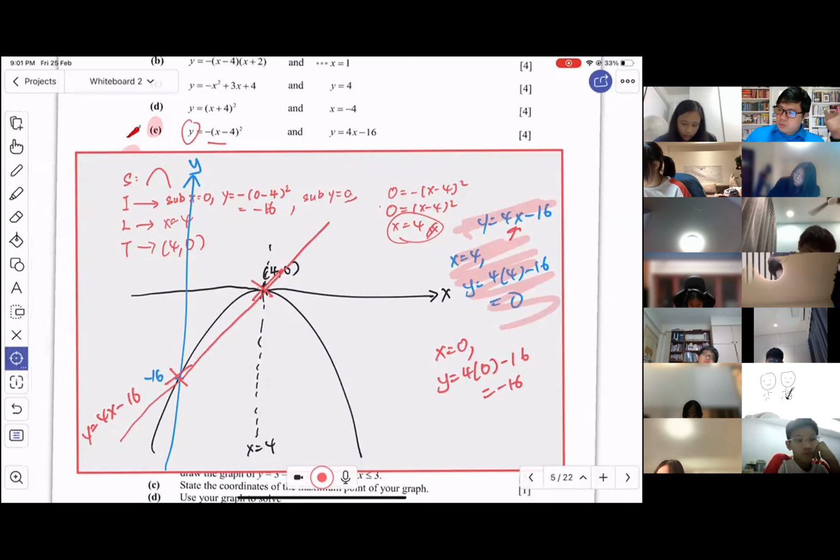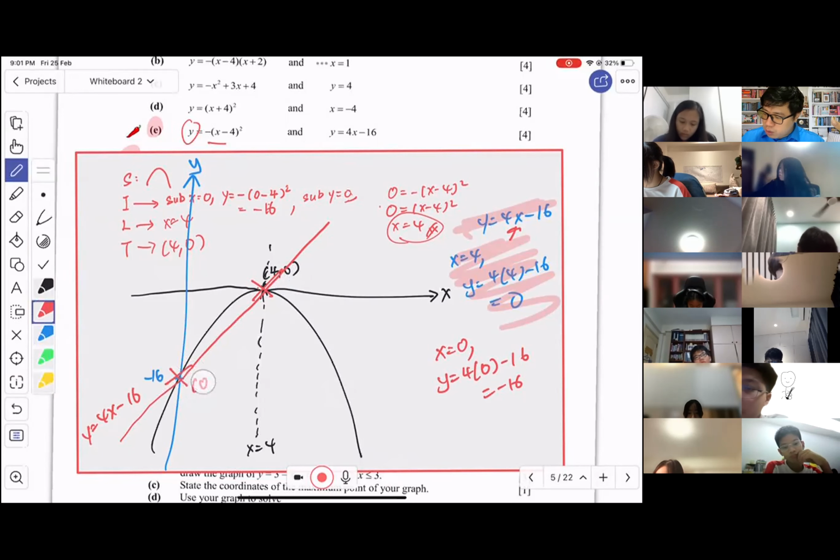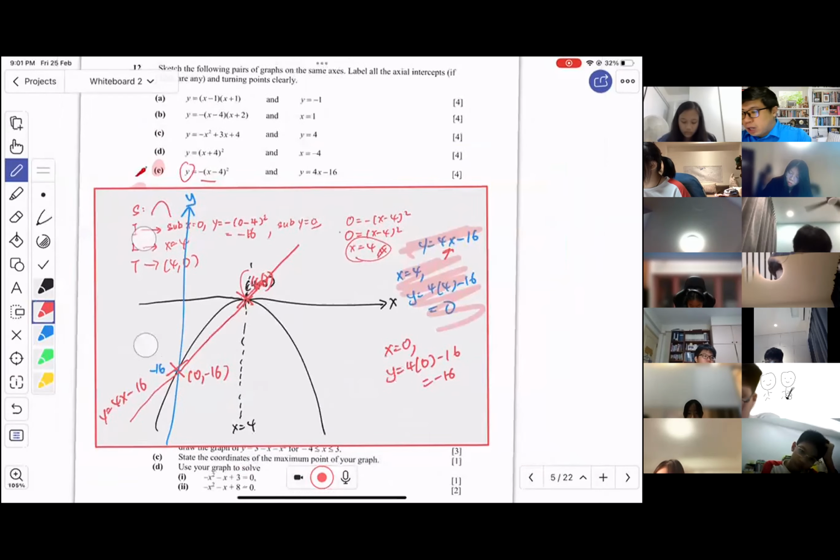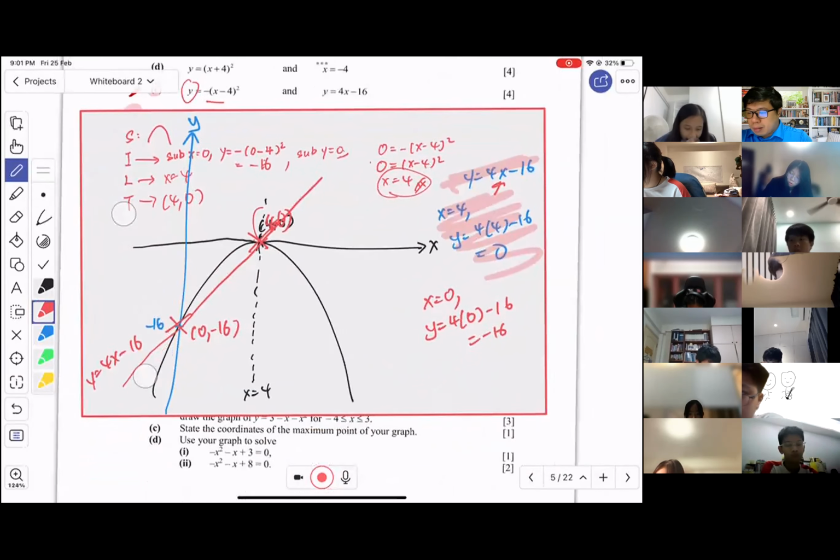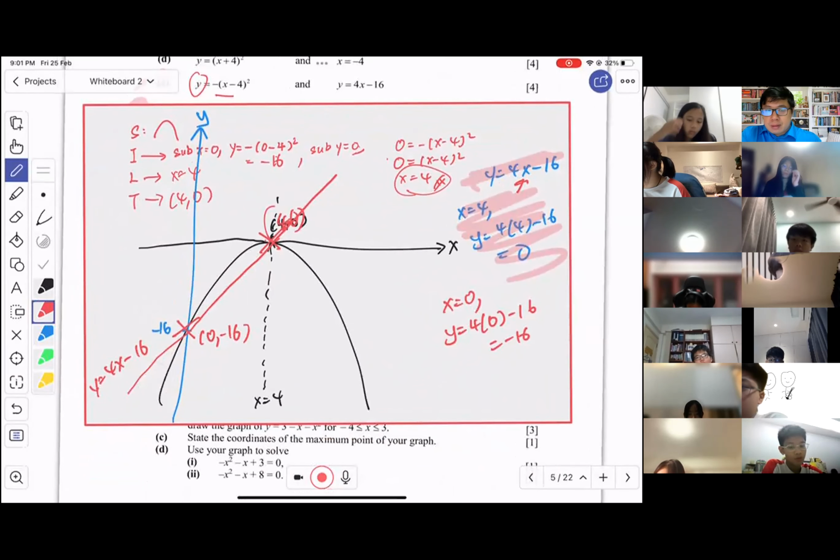You notice how I only use 2 points. I sub x equals 4, and I sub x equals 0. I get 2 points: one is (0, negative 16), the other one is (4, 0). From here, you can see that there are 2 points of intersection. So far, okay, Jethro?